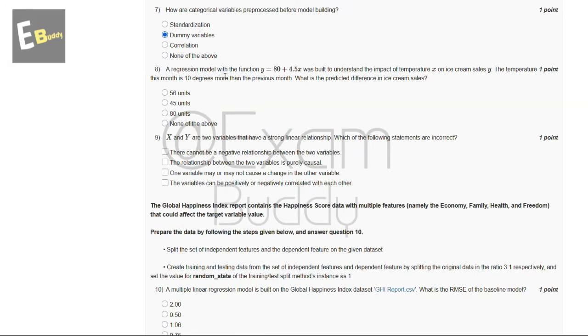A regression model with the function y = 80 + 4.5x was built to understand the impact of temperature x on ice cream sales y. The temperature this month is 10 degrees more than the previous month. What is the predicted difference in ice cream sales? So these are the options and the answer of our eighth question is B, 45 units. And now let's go to our question number 9.